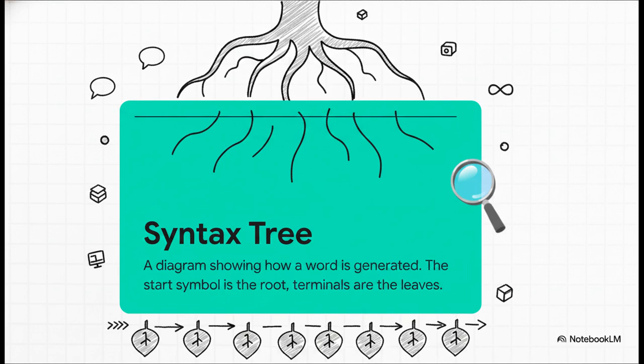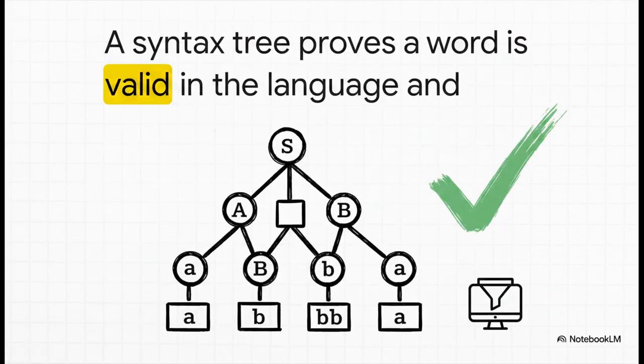The start symbol, S, sits at the very top, at the root of the tree. The branches show the rules we decided to apply, and the leaves at the very bottom, if you read them from left to right, spell out our final word. So why do we care so much about these trees? Well, because if you can successfully build a syntax tree for a word, you have just proven that the word is grammatically correct according to your rulebook.